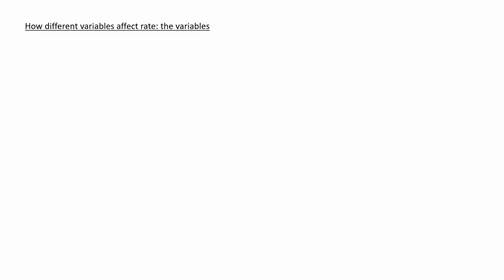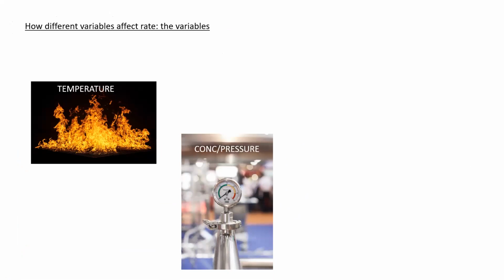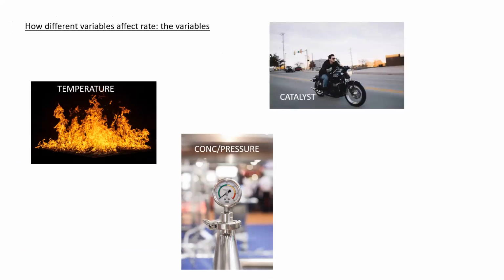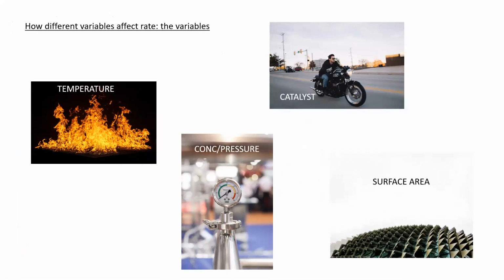So there are 4 main variables to look at that will affect rate. Number 1 is the temperature, then the concentration and pressure, the use of a catalyst, and surface area.